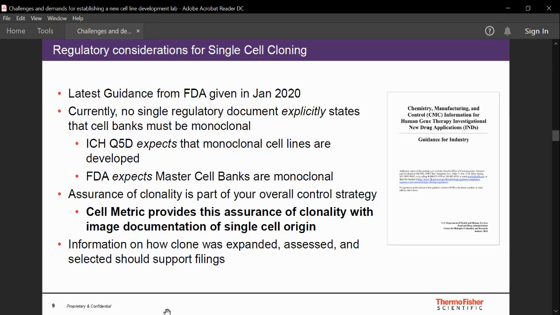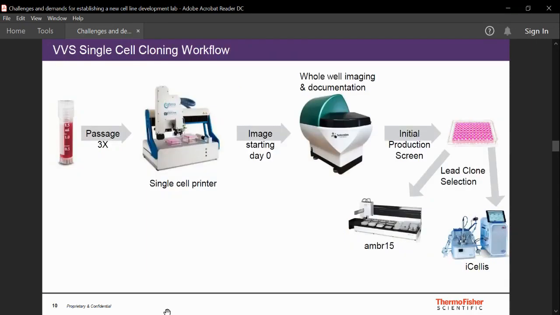Now we'll get a bit more specific on how we use the cell metric to support these topics. Our typical single-cell cloning workflow uses a few very important tools. We start with thawing a vial of cells to keep the passage number down. After 3 passages, we use our single-cell printer to disperse 1 cell per well in a 96-well plate. The cell printer images the cells that meet our selection criteria, but it does not image cells in the well. For that, we move to the cell metric.